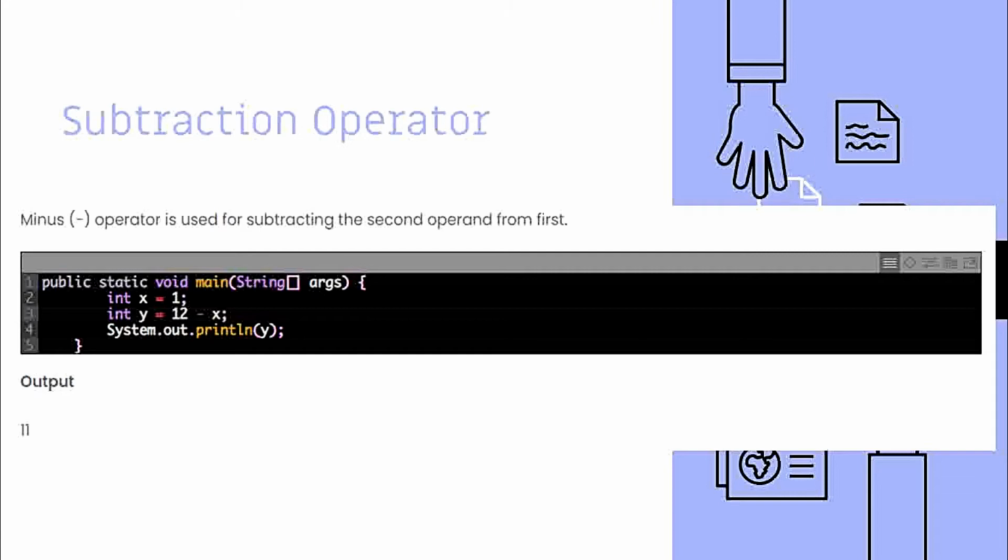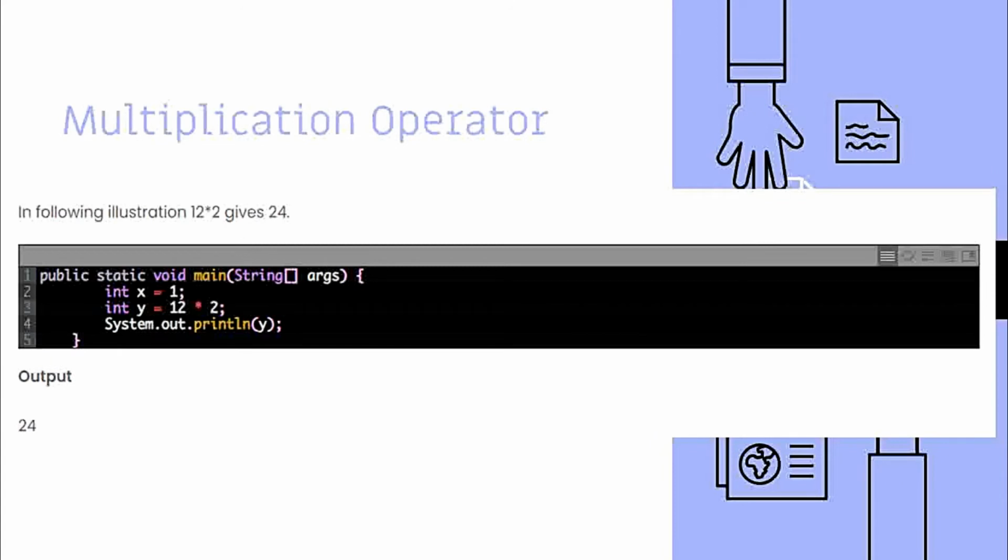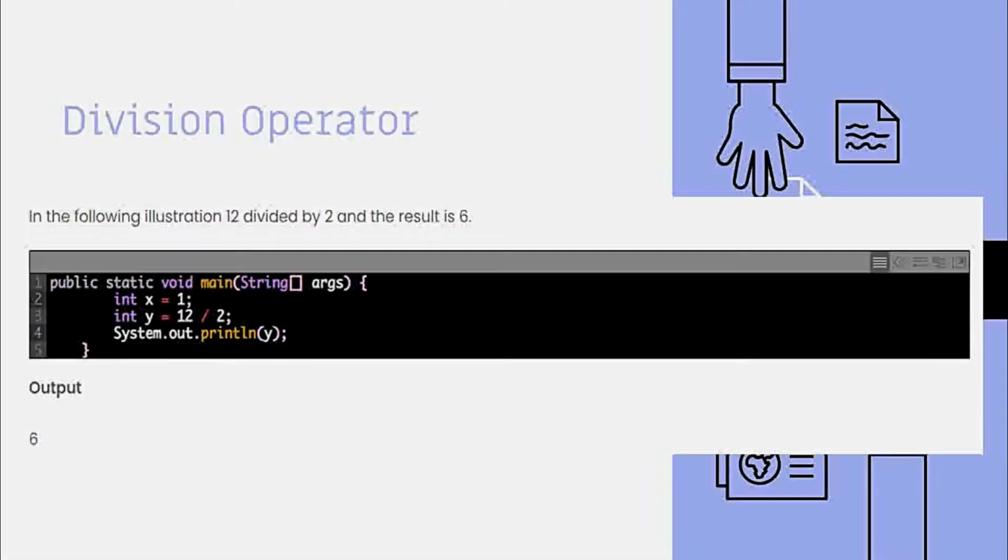And the next one is the multiplication operator. The multiplication operator is used to multiply two numbers. It's as easy as that. In the following illustration, 12 into 12 gives 24. So the next operator is the division operator. The division operator is used to divide numerator by denominator and it gives the quotient value. In the following illustration, 12 divided by 2 and the result is 6.